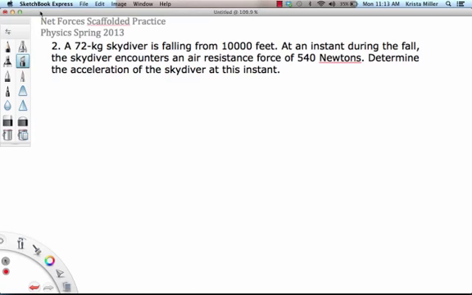It says a 72-kilogram skydiver is falling from 10,000 feet. At an instant during the fall, the skydiver encounters an air resistance force of 540 newtons. Determine the acceleration of the skydiver at this instant.